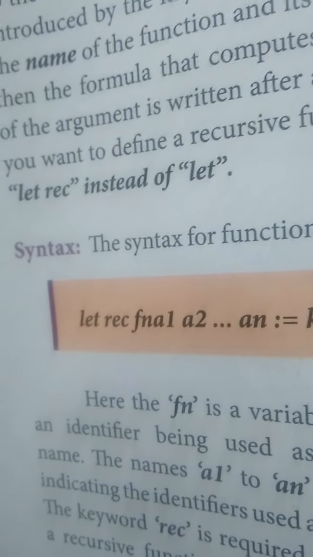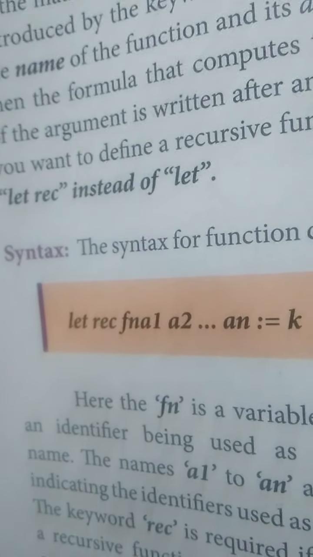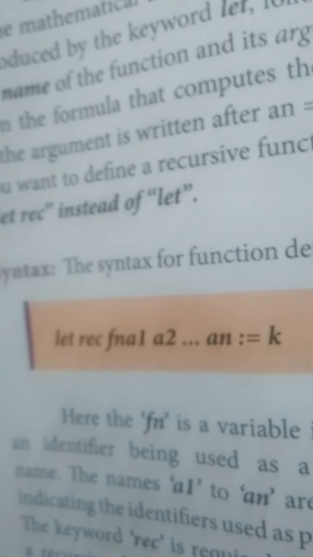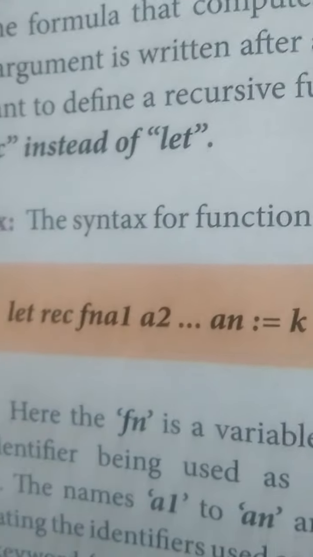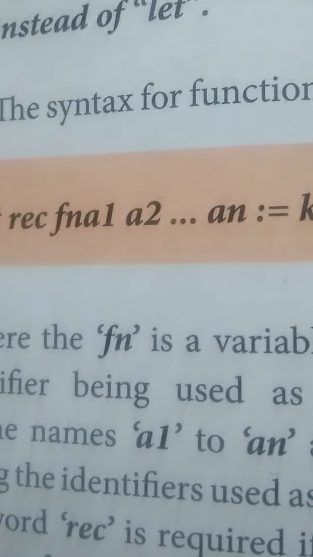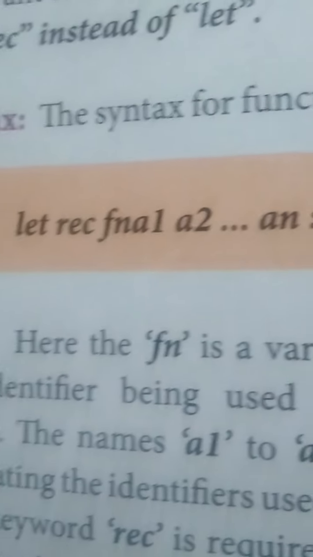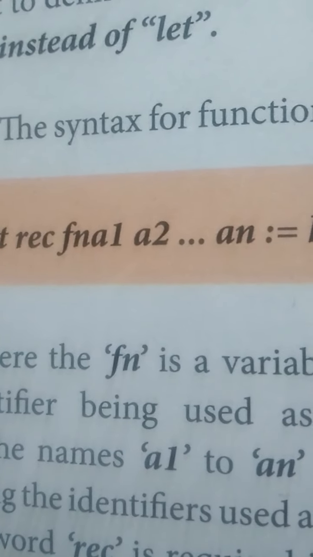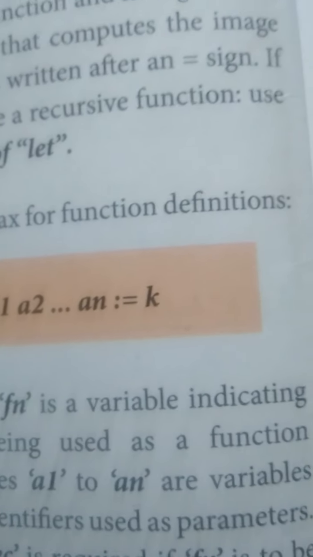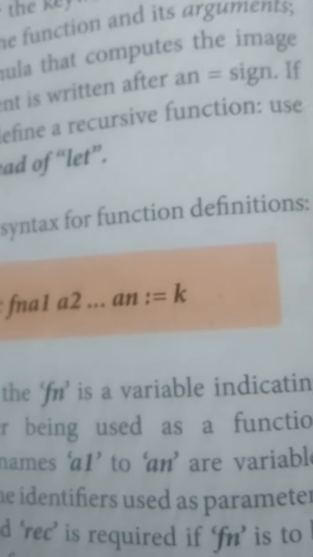The rec is required for the function to be a recursive function. Otherwise, it may be omitted. If it is not a recursive function, we can omit this rec. So once again, I am repeating. Let is a keyword we use for the name of the function. Rec is for a recursive function. Fn is the function name. A1, A2, An are the variables indicating the identifiers used as parameters.